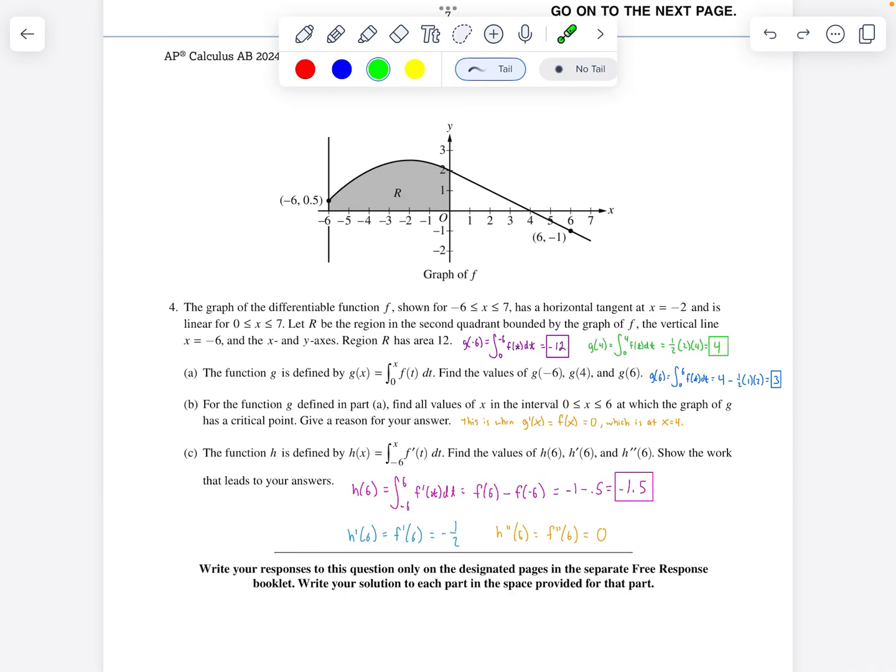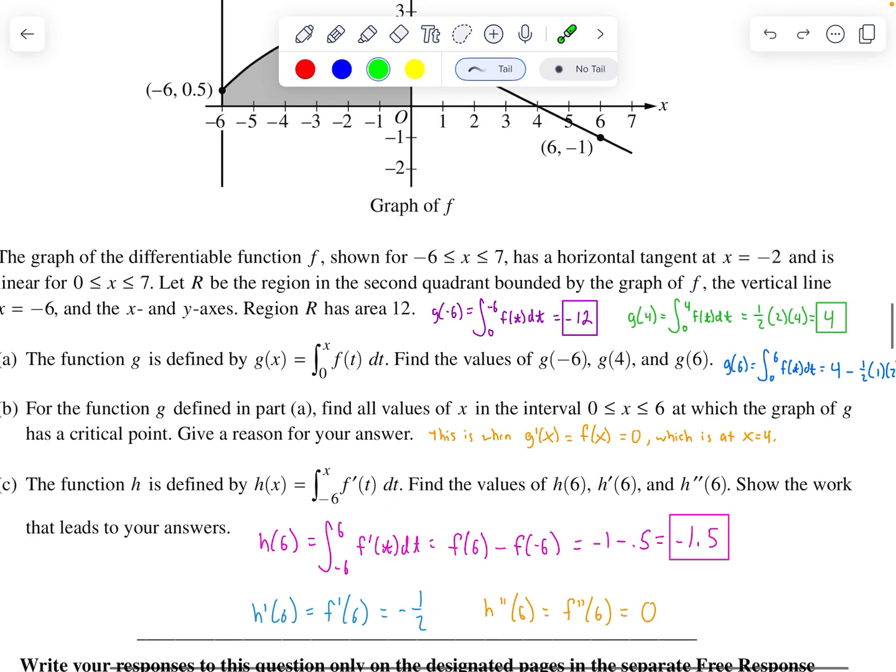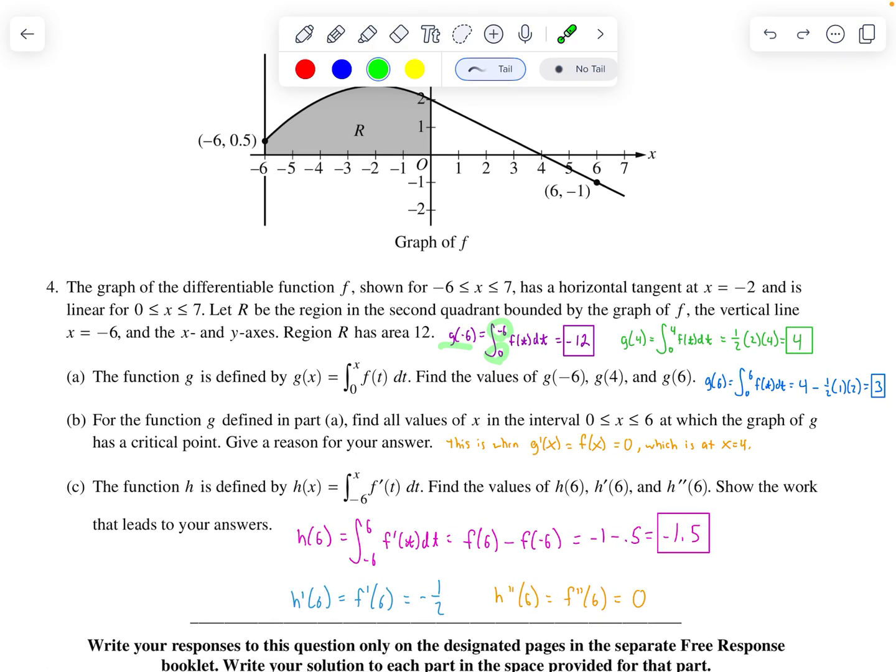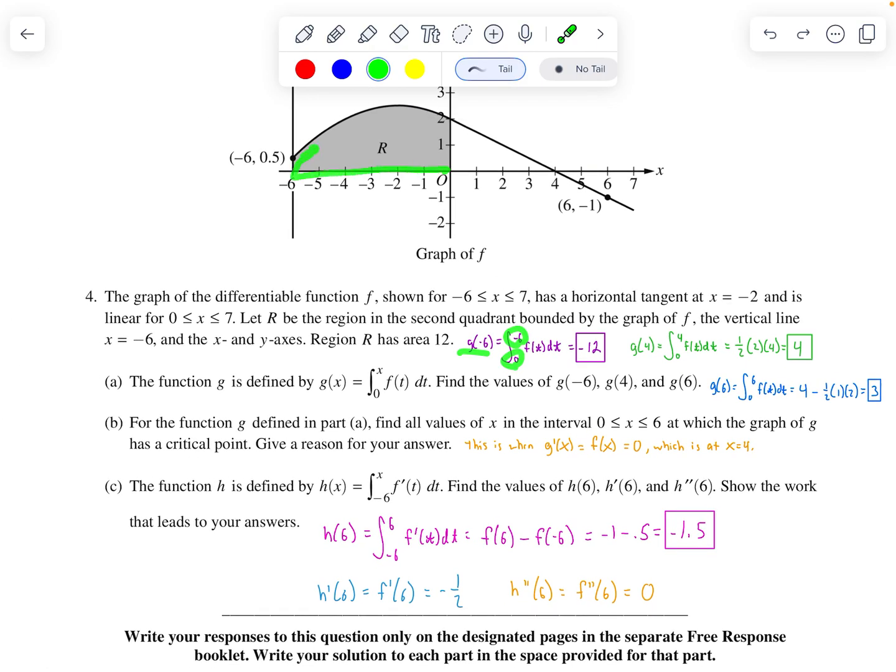All right, on 4a, we are finding the value of g of negative 6. G of negative 6 is the integral from 0 to negative 6. So it's this area, but going this direction. So we're going from right to left. We know the area is 12. So since it's above the x-axis, but we're going that way, our area will be negative 12.